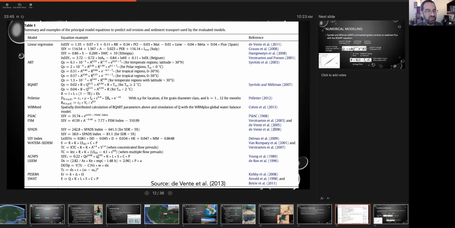So they compare these models that you see here. Some of them are global in scale. Among them is the WBM SED, which is my model that I'm going to talk a lot about. But we're also going to talk about the BQART equation. I also want to draw your attention to the Peltier 2012 model, another good one. At the time, these two, the Peltier and WBM SED, were the only global fluvial sediment transport models around. Since then, there's been quite a revival of that topic, and I'm going to talk about it at the end of my presentation.